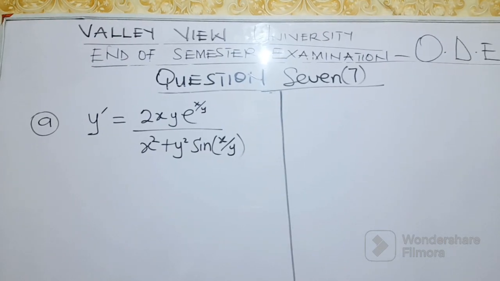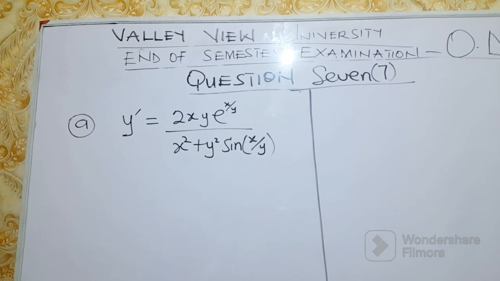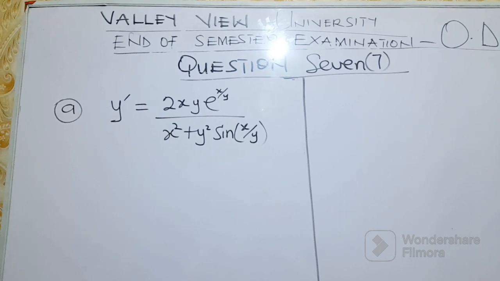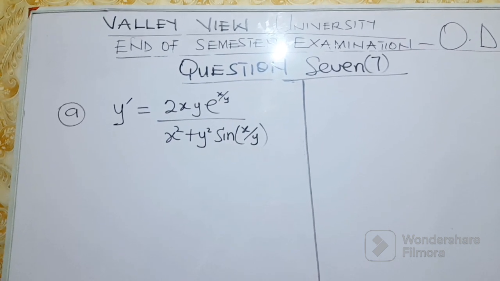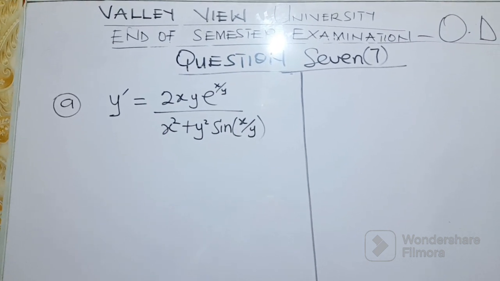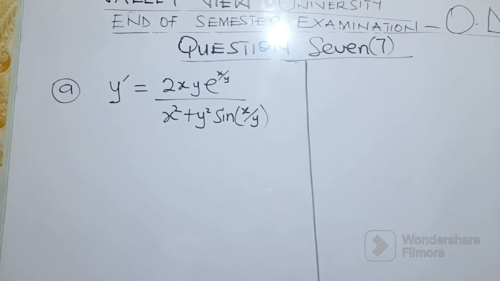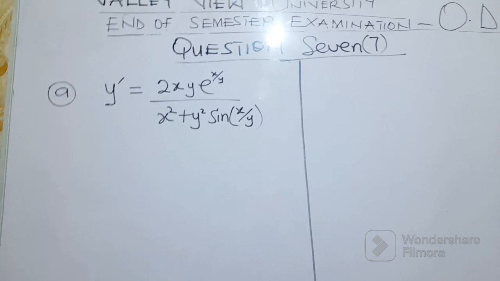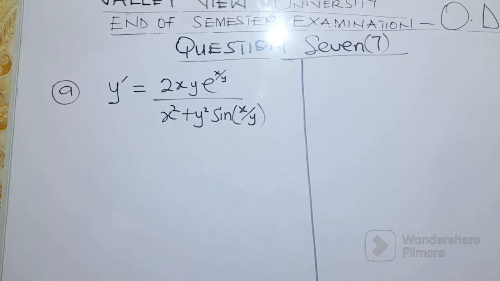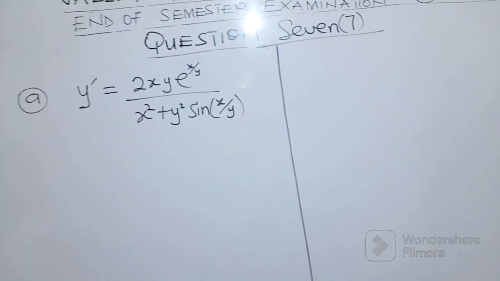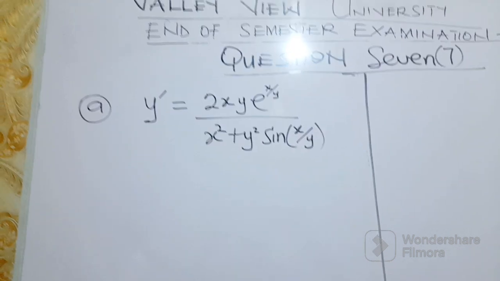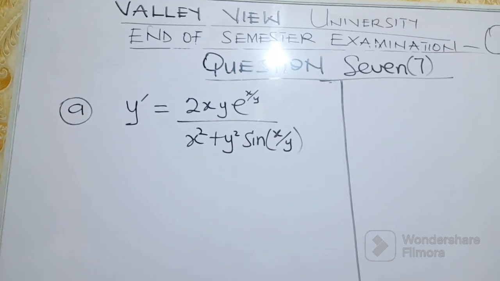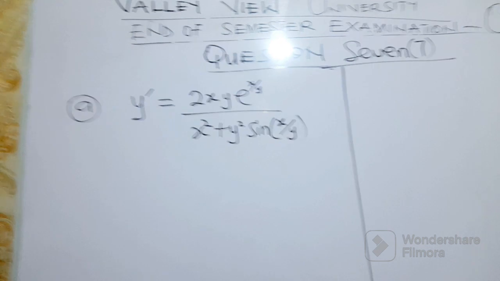So question 7 says, that's the A aspect. It said determine if the differential equation on the board is homogeneous, and that is worth 8 marks. So if you are asked to find if a differential equation is homogeneous, we use a very important theory, which is Euler's theory of homogeneous functions.